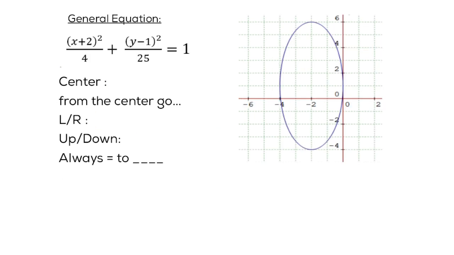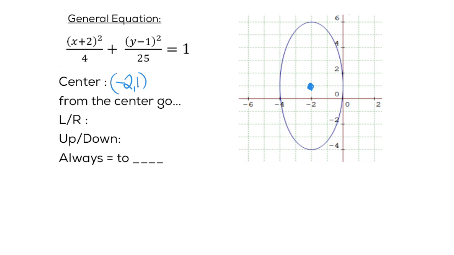Here's an example of an ellipse that is more elongated up and down. So let's see if we can find all the parts. Looking here for your center, you do the opposite. I'm going to go left 2, up 1. So that's a center of (-2, 1). So left 2, up 1 right here. That makes sense.